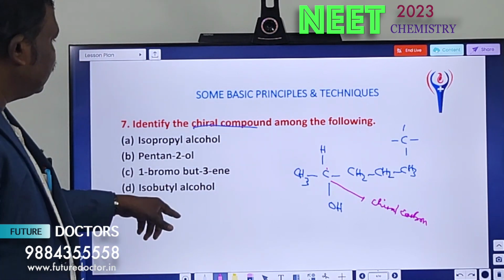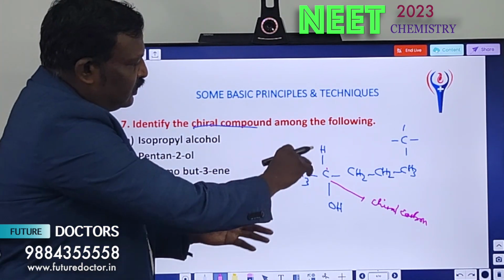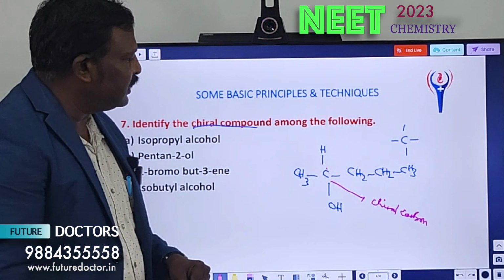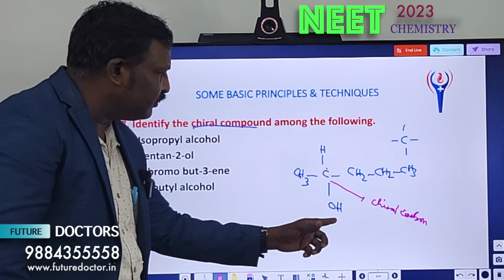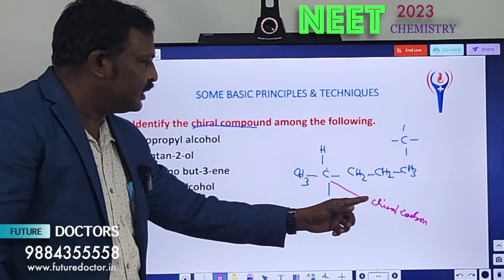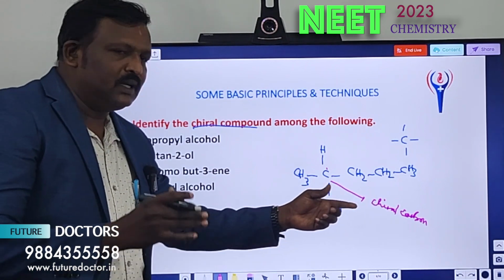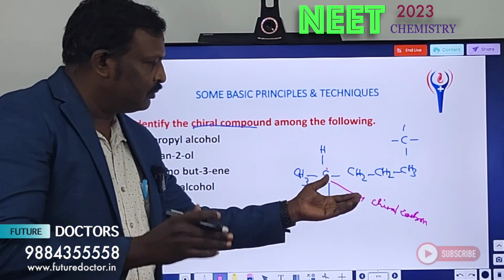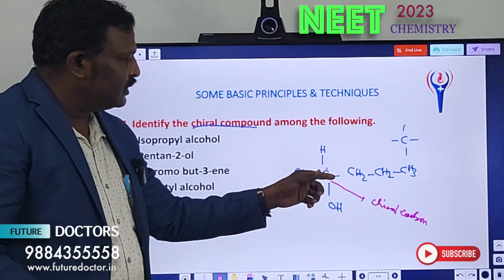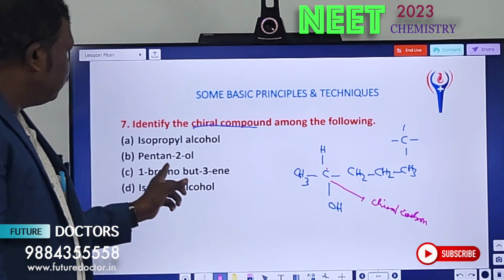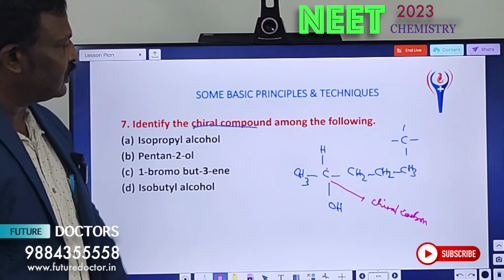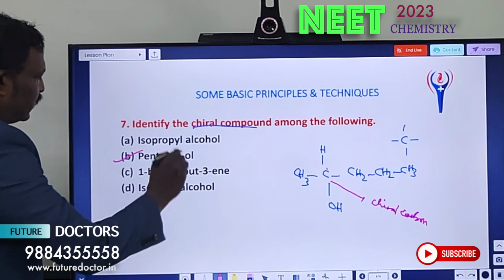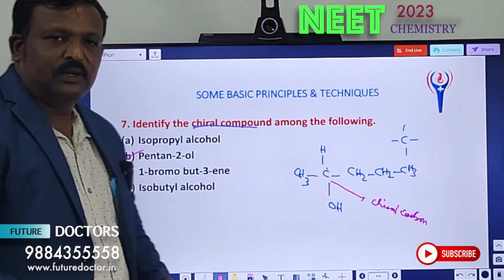So likewise, we have to find out the other ones. Sometimes two groups are similar, but in this case all four groups are different. Then only it is called a chiral carbon. This has the tendency to rotate the plane polarized light. This is the condition for optically active compounds. Any compound that acts as an optically active compound should have a chiral carbon. So pentan-2-ol acts as an optically active compound. In this way we have to find out. Understood? So answer B is the correct one. I hope you understood everything. Thank you, students.